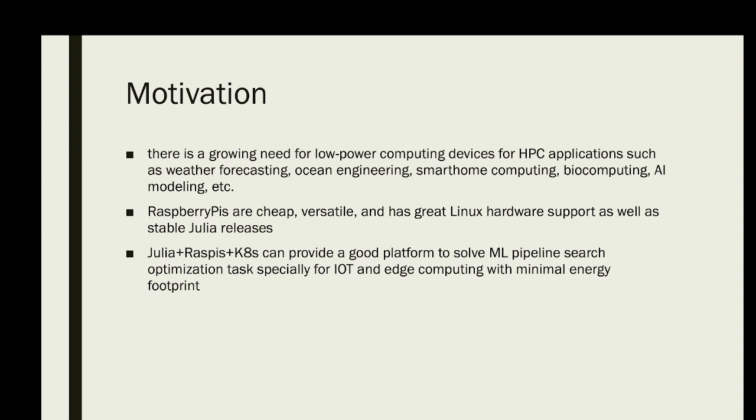There are several reasons why I'm interested in this project. First, there's a growing need for low-power computing devices for HPC applications, such as in weather forecasting and many others. Raspberry Pis are cheap, versatile, and have great Linux hardware support, as well as stable Julia releases, which make this implementation trivial. The combination of Julia, RasPis, and K8s can provide a good platform to solve machine learning pipeline search optimization tasks, especially for IoT and edge computing with minimal energy footprint.